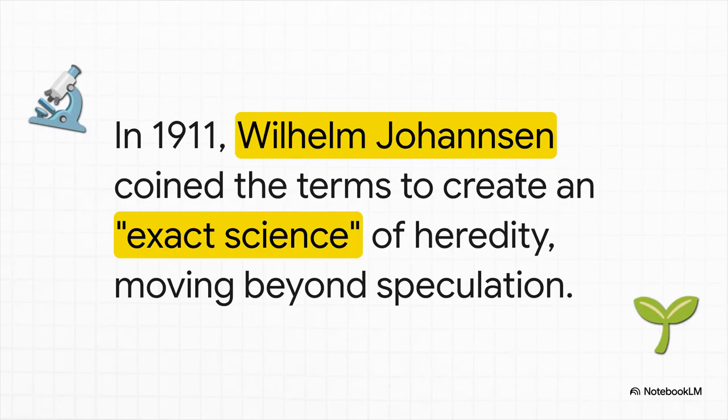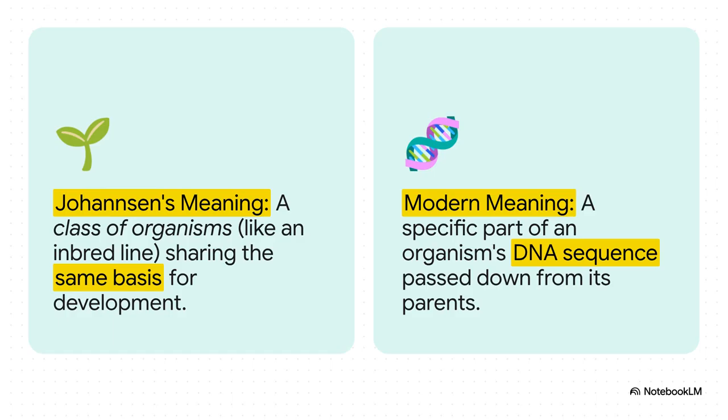Now, Johansen was on a mission. He was tired of all the vague, fuzzy ideas about heredity and ancestral influences. He wanted to make genetics an exact science, something you could get cold, hard, repeatable results from. And this, right here, is where things get really interesting, because his original idea is totally different from what we think of today. For Johansen, a genotype wasn't a piece of DNA. Not at all. It was a whole class of organisms, like an entire line of inbred beings that were all genetically the same. See, his goal wasn't to pinpoint a specific gene for a specific trait. His goal was to get repeatable results. He needed a stable, predictable group to experiment on.